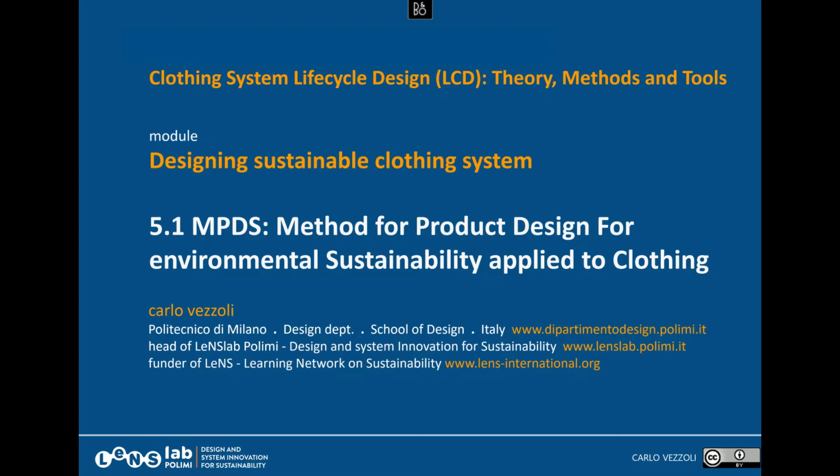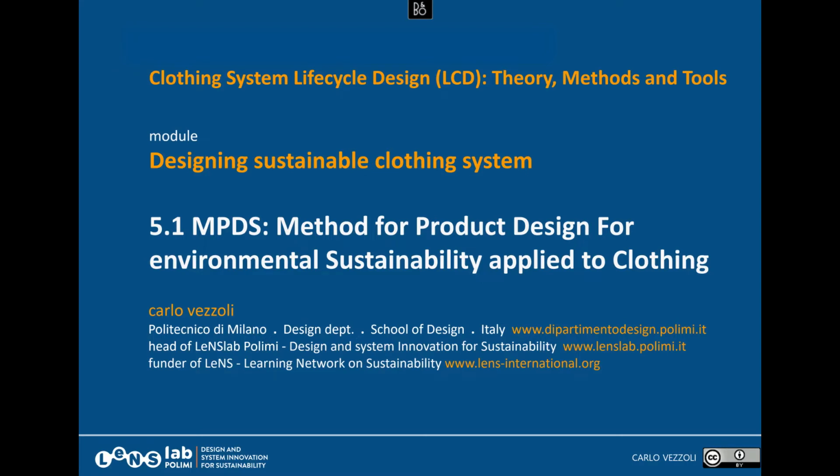So as I did for the method for system design for sustainability, I'm going to introduce to you the method for MPDS. There is a P instead of an S, standing for product design for environmental sustainability. Okay. The aim is to give you a kind of storyboard of what could be made. If you want to know more, it's in the book. You have everything there. All right. You can download it for free, or on the Lens network and so on.